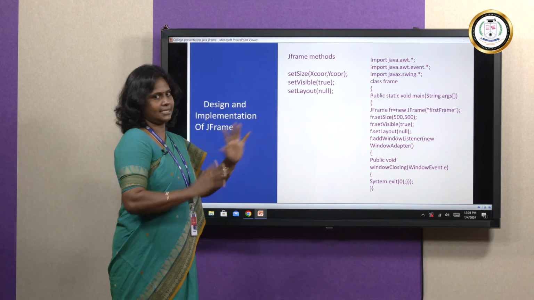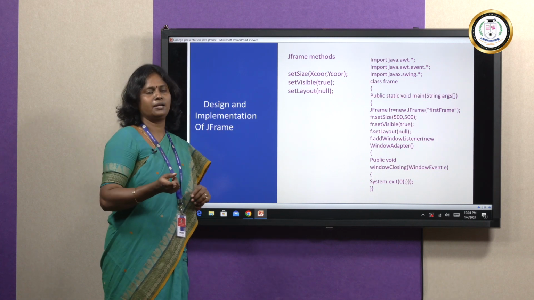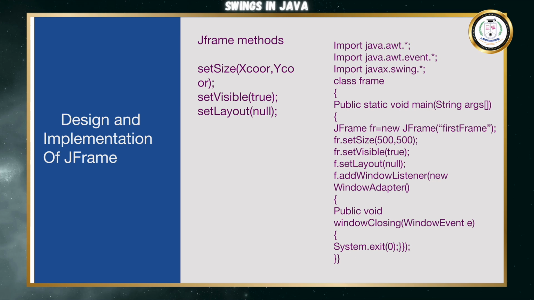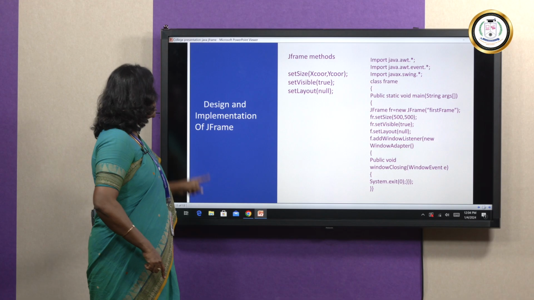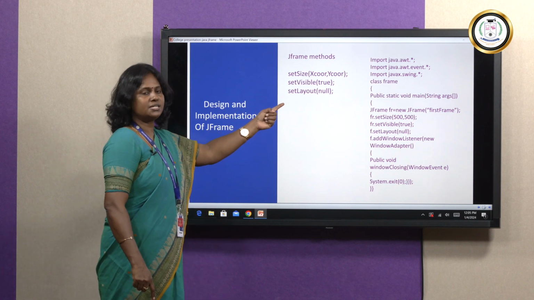What is setSize? What is the meaning of the size? That is the x coordinate and y coordinate. Because it is a screen, in the screen I can set my window in this part only. So what is the x coordinate and what is the y coordinate? You have to mention that in the size.